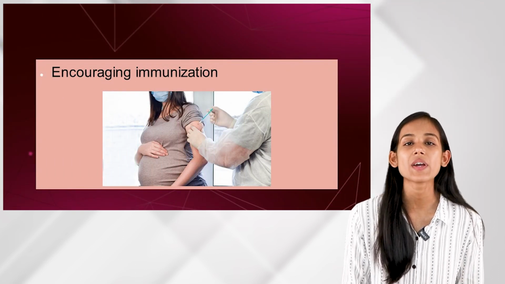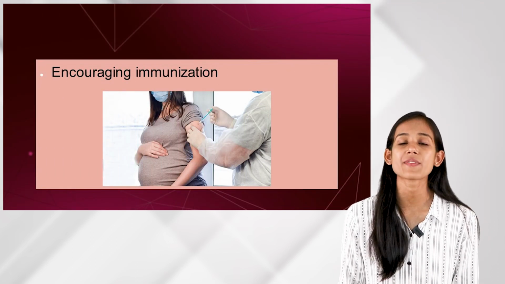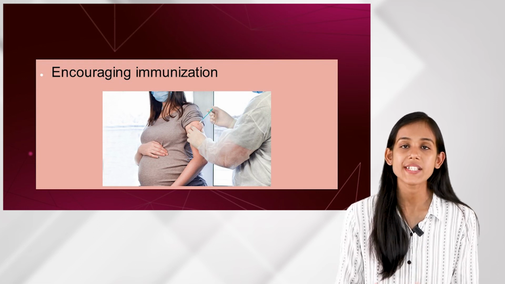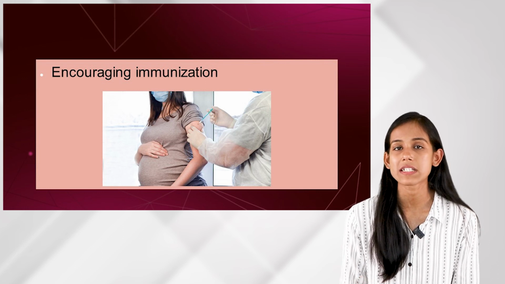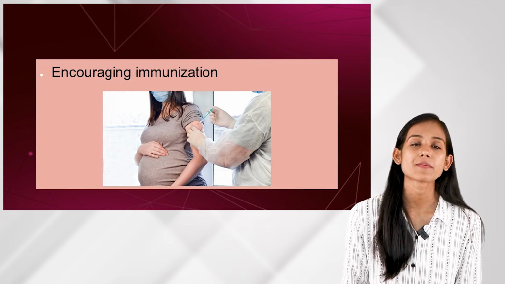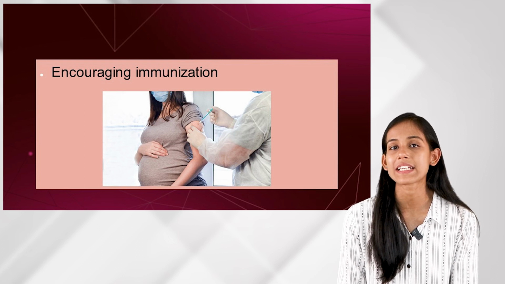Then next we have to encourage immunization. It is very important for all the girl children to receive immunization, especially MMR. Infections like mumps, measles, and rubella might cause some sort of birth defect in a later period.